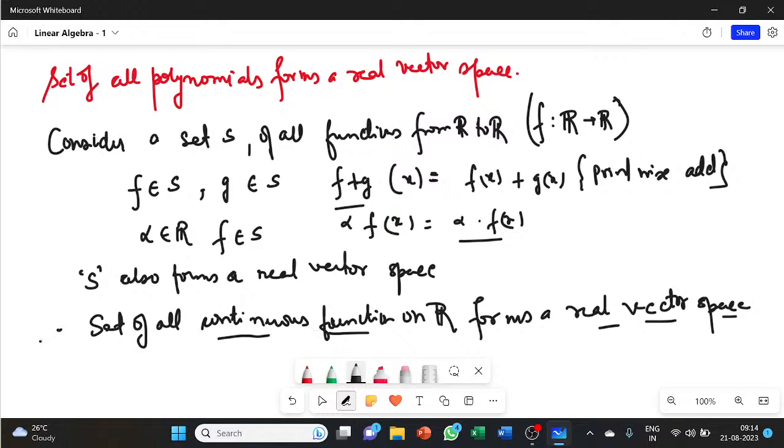All these things I'm leaving for you to understand and deal with, because they would require you only to verify all the 10 properties that I mentioned initially. If you can verify all those 10 properties for each of these sets, you can do it as homework.